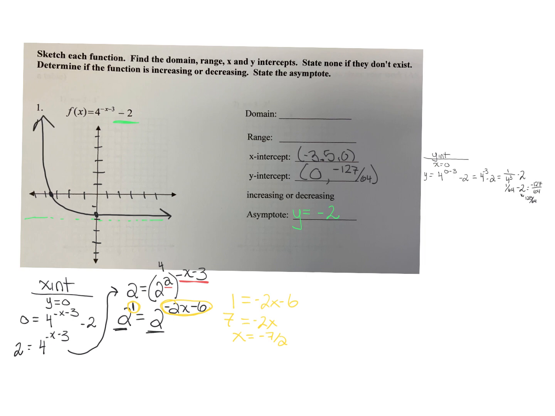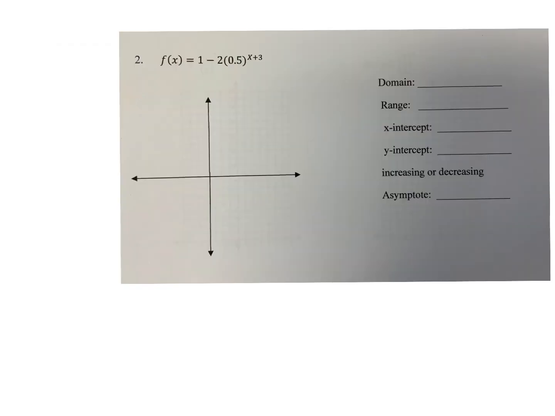So there's my graph. My domain is negative infinity to infinity. And my range is going to be negative 2 to infinity because I started at negative 2 and get bigger. On this one, all of these tangent lines are negative slopes, so this graph is decreasing. Let's try it again.